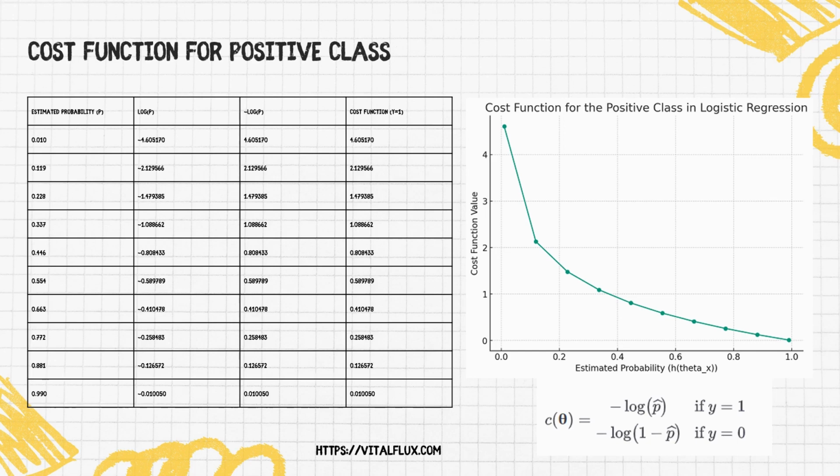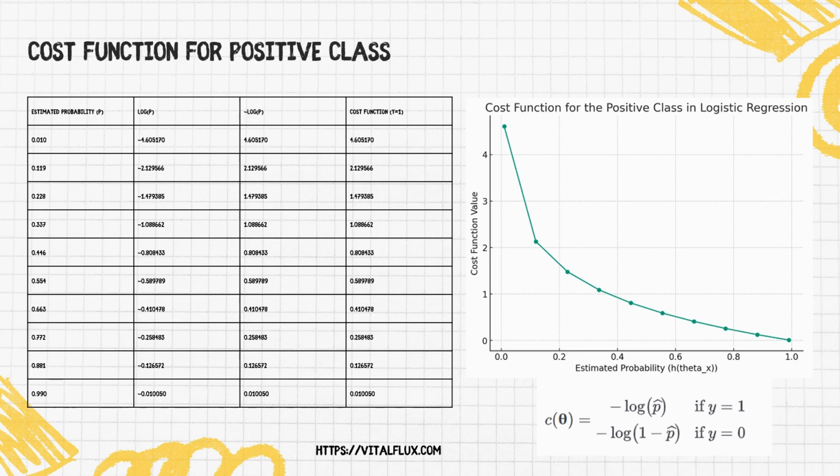So there are 4 columns here. One is the estimated probability, which is P, then there's log P, minus log P, and then the cost function. The estimated probability P is the probability for the positive class. When we predict that something will happen, like whether an email is spam or not, this is the model saying that I am sure about it with this certainty, and that's the value of the estimated probability. But how sure is sure?